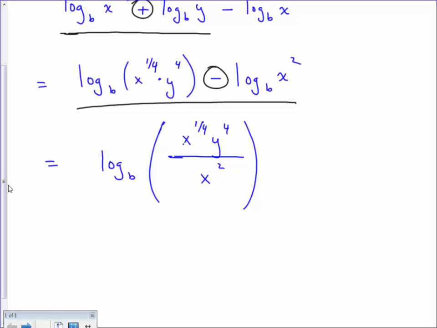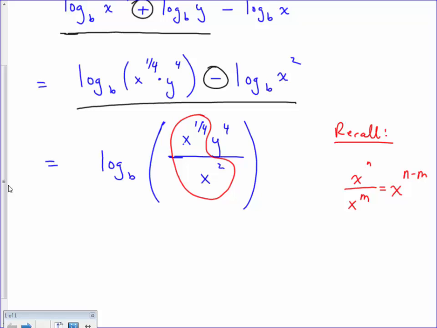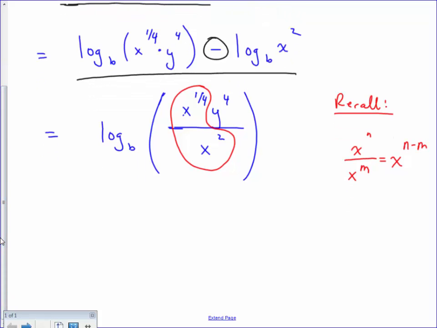Now from here I have a little bit of algebra to do. Recall that from algebra you have a rule that says if you have the same base, let's say x to the n over x to the m, you keep the base and you subtract the 2 exponents. I need to use that rule here to reduce my x's. I notice I have the same base of x on the inside. So all my log rules have been applied, but now I need to do some algebra.